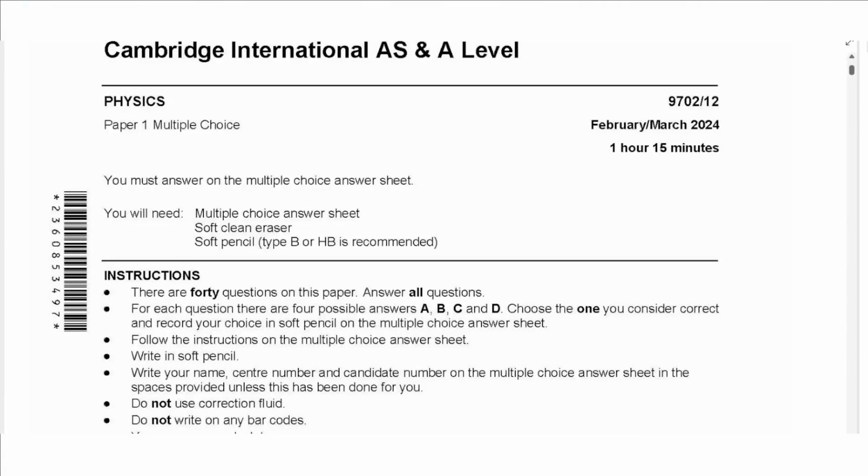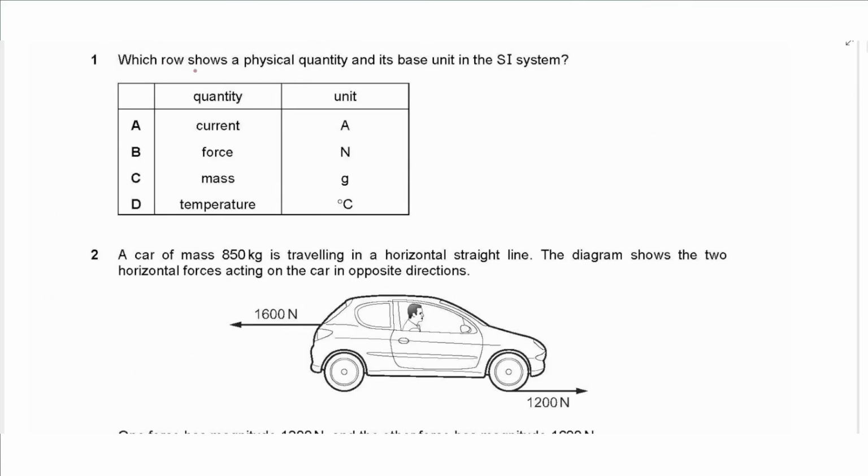In this video I will be solving the paper 1 exam for AS Physics for February-March 2024. So let's get started. Question 1 says which row shows a physical quantity and its base unit in the SI system. So only ampere is the base unit, newtons is an SI unit, grams and degrees Celsius are not SI units, but only ampere is the base unit for the current, so the answer is A.